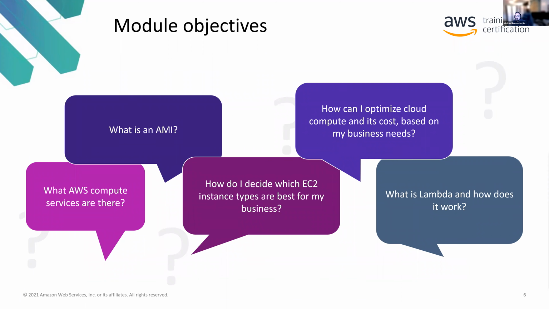Here are the questions. First of all, I love this one: what's an AMI? That's a great question. We're going to talk about that. What compute services are there? That's another great question. We're going to talk about that too. How do I decide which EC2 instance type, like which type of EC2 virtual machine, is best for my business? How do I do cost optimizations? And just to cap it all off, what is Lambda? Give me some broad strokes about how it works.